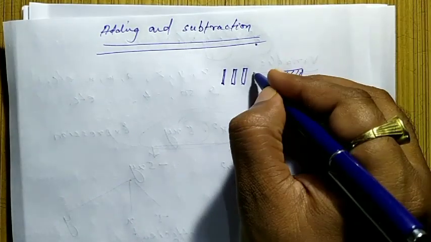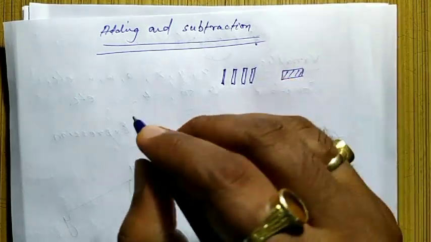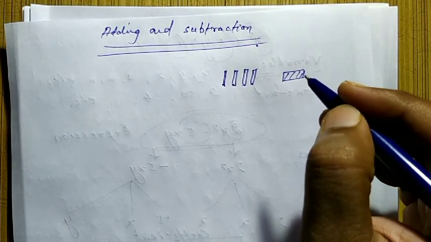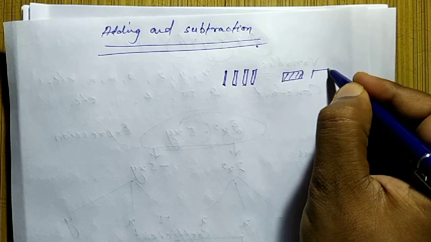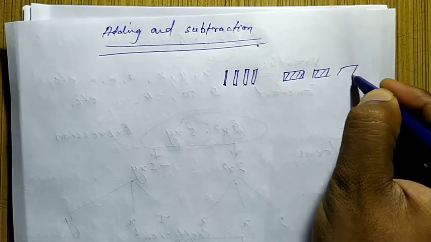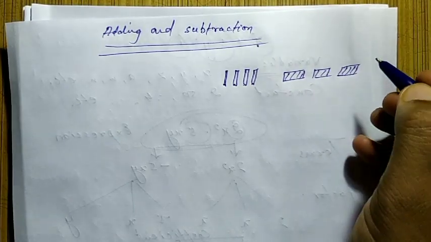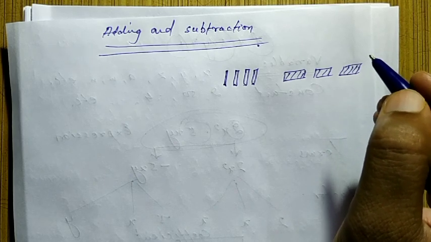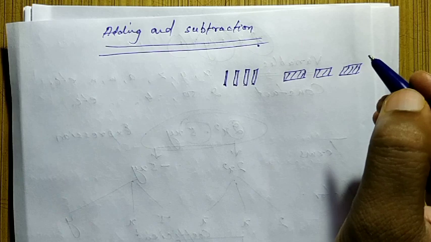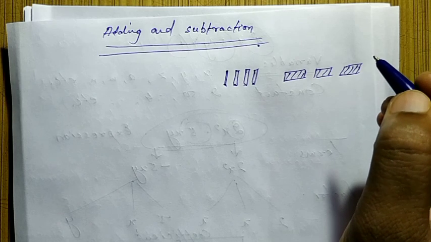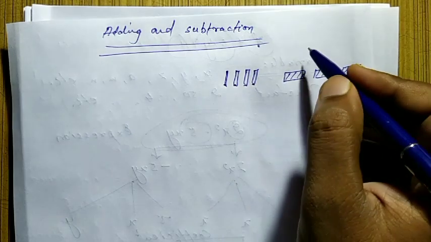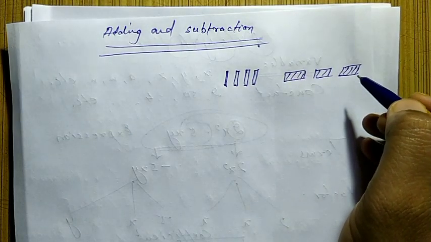Suppose I give you 1 chalk more. Again you say what? 4 chalks and 1 duster. If I give you 2 dusters more, then what do you say? 4 chalks and 3 dusters. So what do you observe here? You observe that chalk is added into chalk and duster is added into duster.